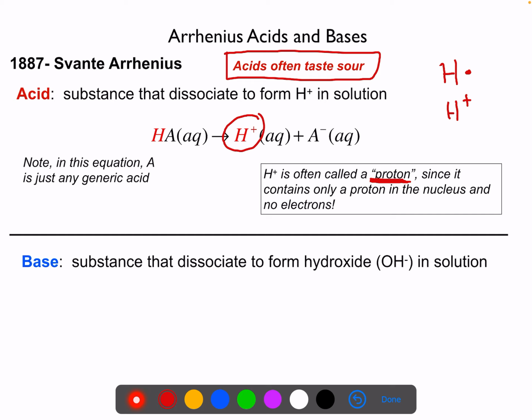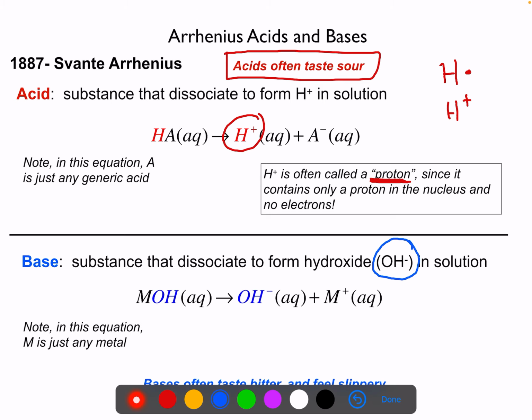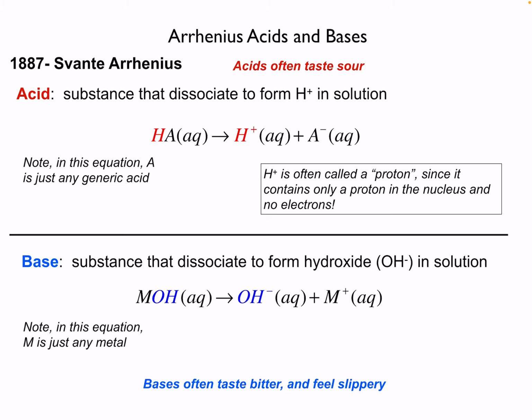A base is then a substance that will dissociate to form hydroxide in solution. So now notice the definition of acid puts H+ in solution, base puts hydroxide in solution. Bases often taste bitter and feel slippery. So if you ever get a cleaning solution on your hands and it feels slippery, that's a characteristic that it is a basic solution.